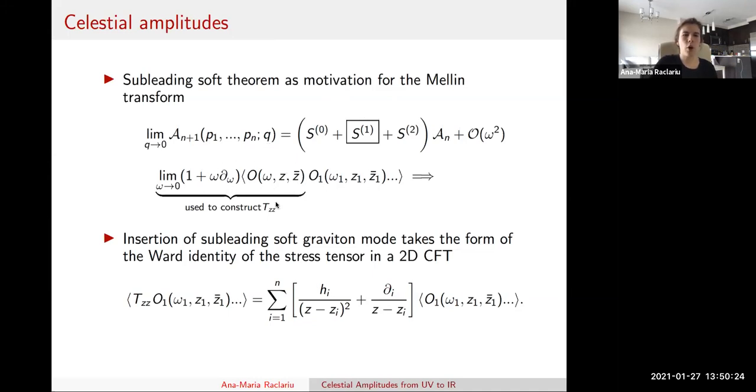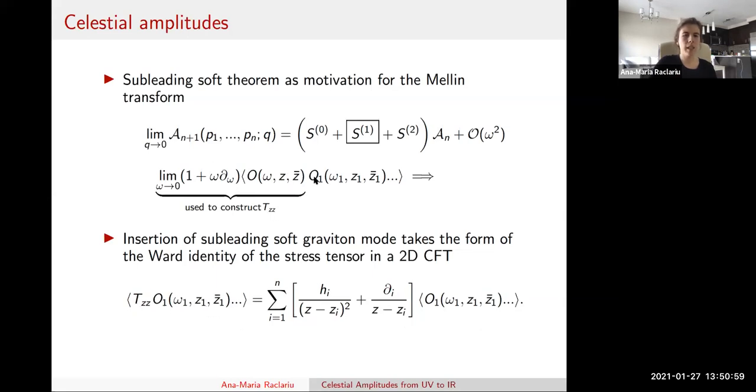And so upon acting with some differential operator on both the left-hand sides and the right-hand sides, and upon performing some integral over the sphere, one arrives at some relationship which looks very much like the insertion of a stress tensor in a two-dimensional conformal field theory. So again, here I'm just relabeling. All of the asymptotic states can be labeled, as I said, by an energy and 2 angles. So this is all I mean by this O1 of omega 1, Z1, Z bar 1.